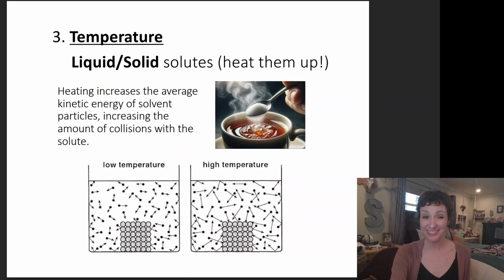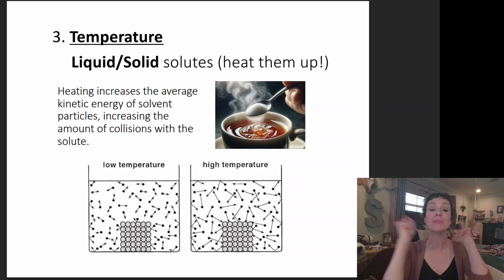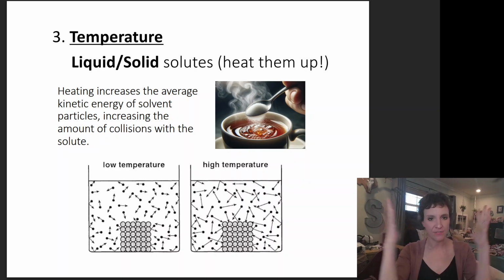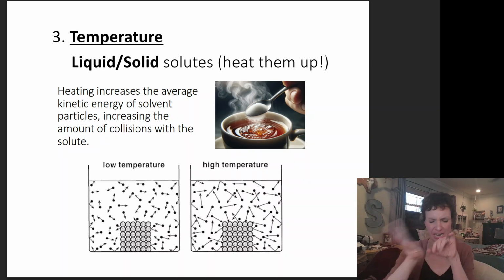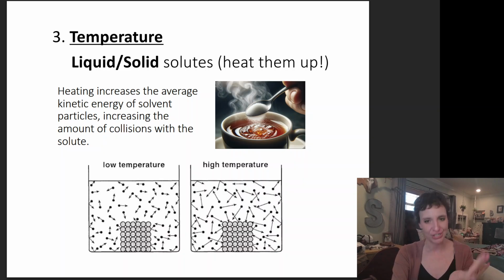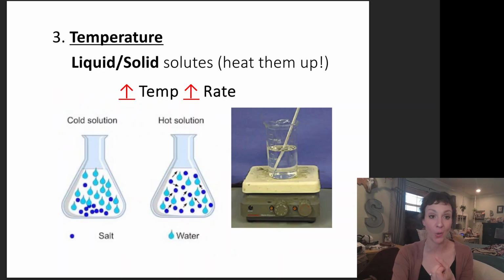Amazing. The third thing I can do is I can mess with the temperature. And I've broken this temperature part up into 2 parts. First, I'm going to focus on how temperature affects liquid and solid solutes. You're going to want to heat them up, because heating up or increasing the temperature, we know, increases the average kinetic energy of my solvent particles, and it will increase the amount of collisions with the solute, which will allow them to chew away and mix them into the solution. That's why when I put sugar in hot tea, the sugar dissolves much more easily when the tea is hot than if it was cold, right? Okay, so for liquid or solid solutes, we want to heat them up. So increasing the temperature will increase the rate or the speed at which something dissolves.